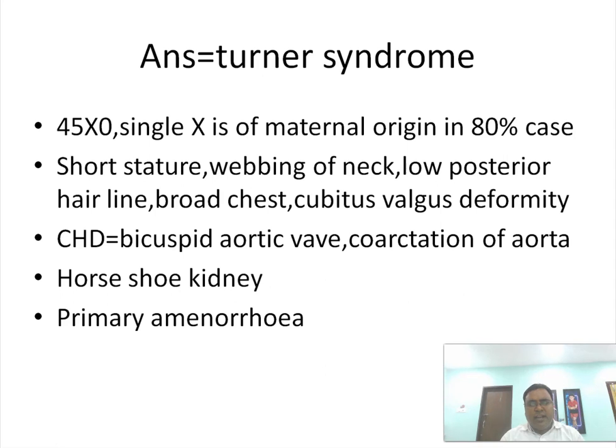We can get congenital heart disease. Most common congenital heart disease is bicuspid aortic valve, but clinical manifestation wise, most common is coarctation of aorta. We can get horseshoe-shaped kidney, and primary amenorrhea could be the most common presenting feature. If you do an ultrasound, we can get streak gonads.